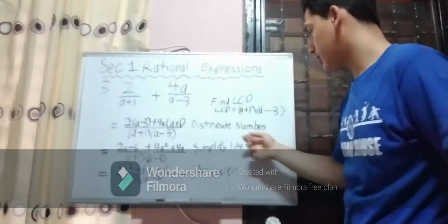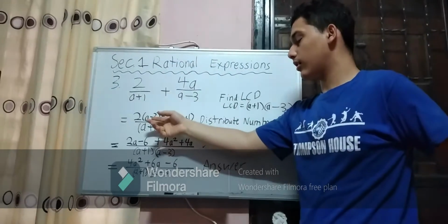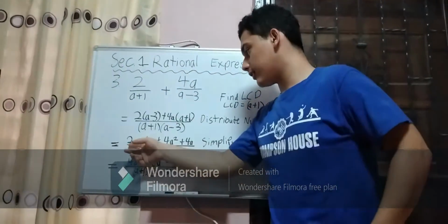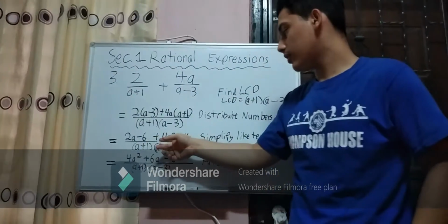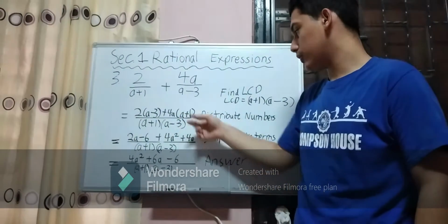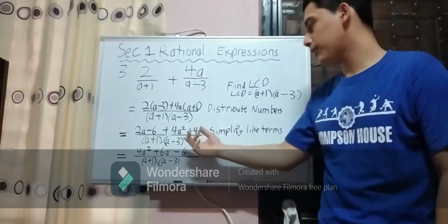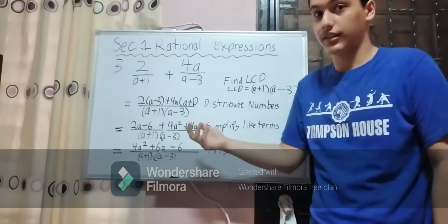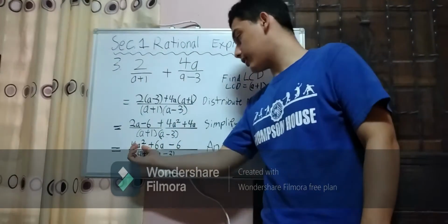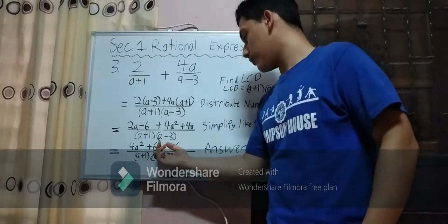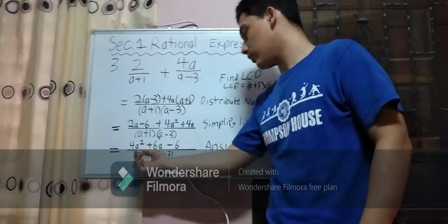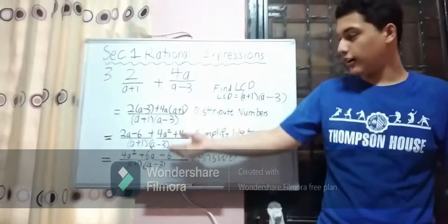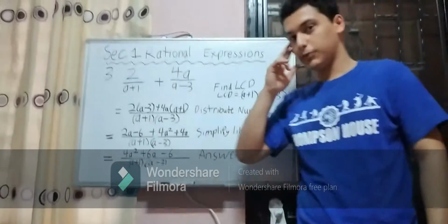After this, we have to distribute the numbers onto the parentheses. So we have to open the parentheses. With that, the answer will be 2a minus 6 plus 4a squared plus 4a. After this, we have to simplify like terms, by which we mean adding and subtracting like terms that can be subtracted and added. With that, I would get 4a squared plus 6a minus 6 over a plus 1 and a minus 3. That is the answer for number 3 of section 1.